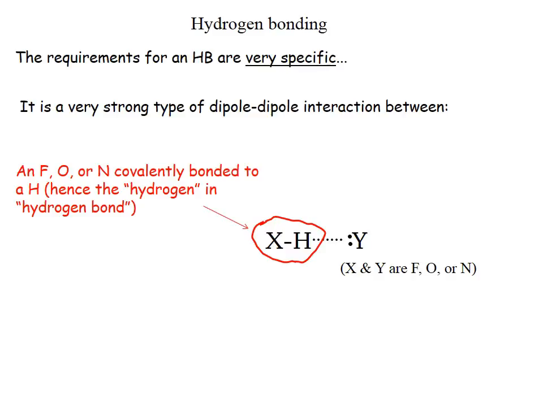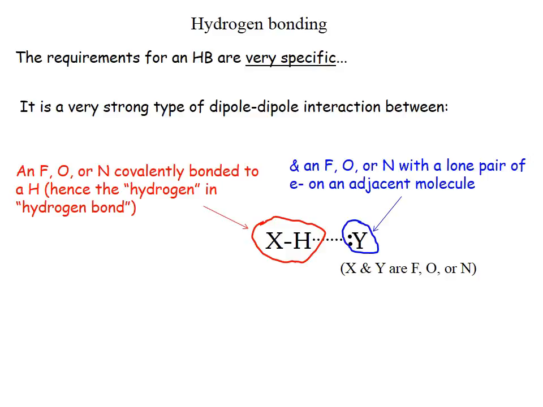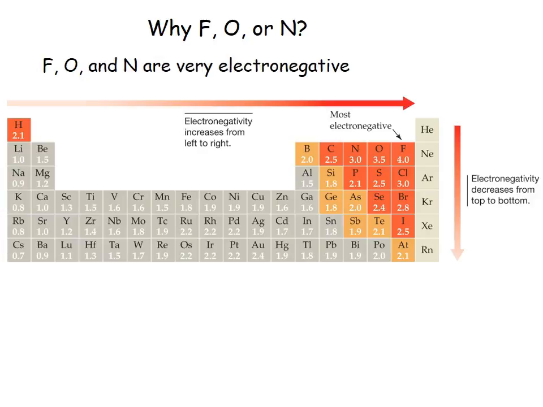And it is the interaction between that hydrogen and a lone pair of electrons on an adjacent fluorine, oxygen, or nitrogen on a different molecule. Now, let's talk about the requirements first. Let's talk about fluorine, oxygen, and nitrogen. Okay, so why fluorine, oxygen, or nitrogen? Based on what we talked about earlier in this same discussion, you've probably figured out that it is because they are very electronegative, which is true. They are the three most electronegative elements on the table, which is why they are requirements for a hydrogen bond.